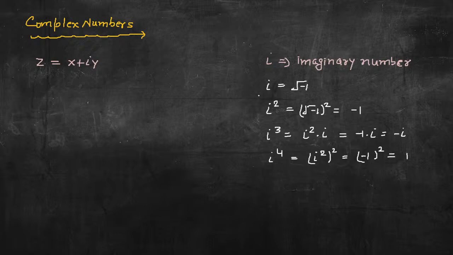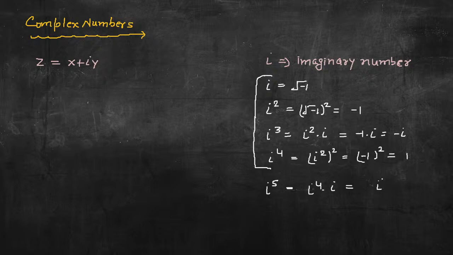These are the 4 most important aspects about iota. The other powers of iota we can calculate with the help of these. Like if you want to calculate iota raised to power 5, you will say iota raised to power 4 into iota, and iota raised to power 4 is 1. So the answer will be iota.